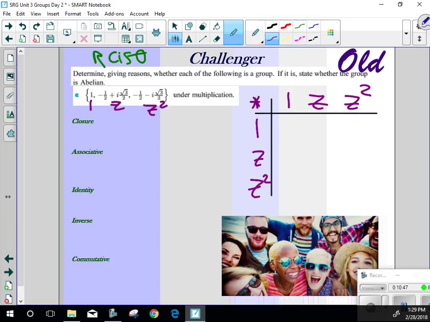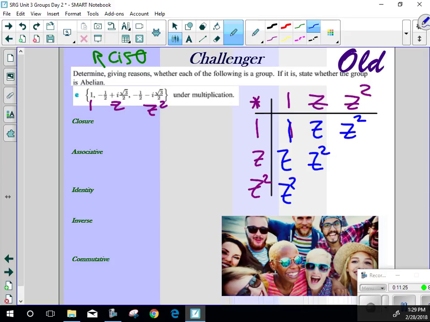Okay, so tell me what 1 times 1 is. Very good. And then the next one, 1 times z is z, and 1 times z squared is z squared. No problem there. z times 1 is z, and z squared times 1 is z squared. By the way, what's the identity just by looking at it? 1, yep. Now, z times z is z squared. But what's z times z squared? That's z cubed.